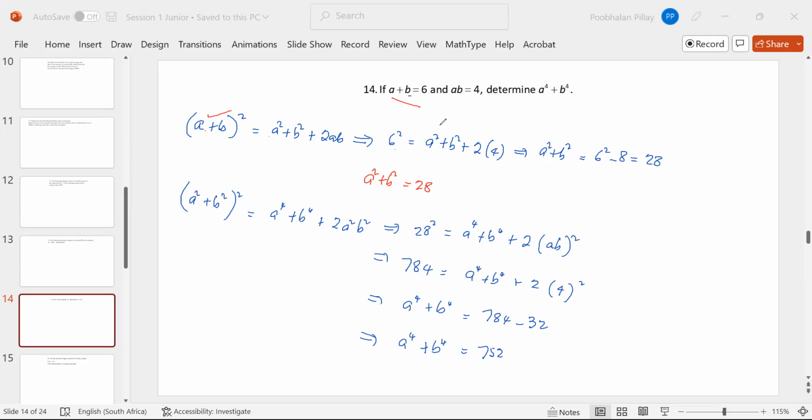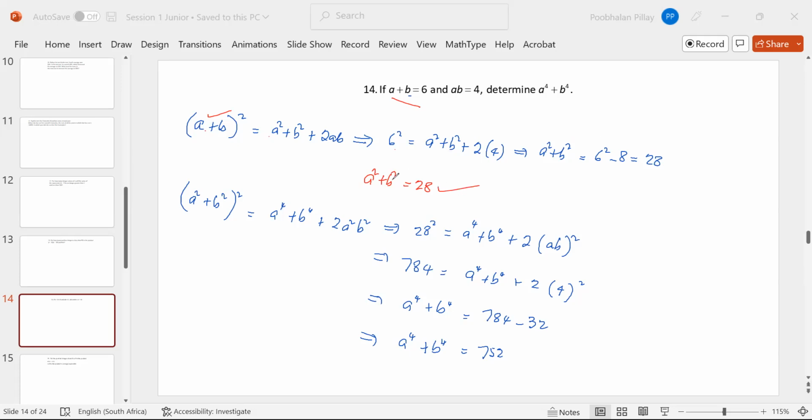The only thing you don't know is a squared plus b squared. Let's make that the subject of the formula. a squared plus b squared is equal to 36, and you take this to the other side, and you get minus 8. And the answer is 28. And so a squared plus b squared, to summarize, is 28.